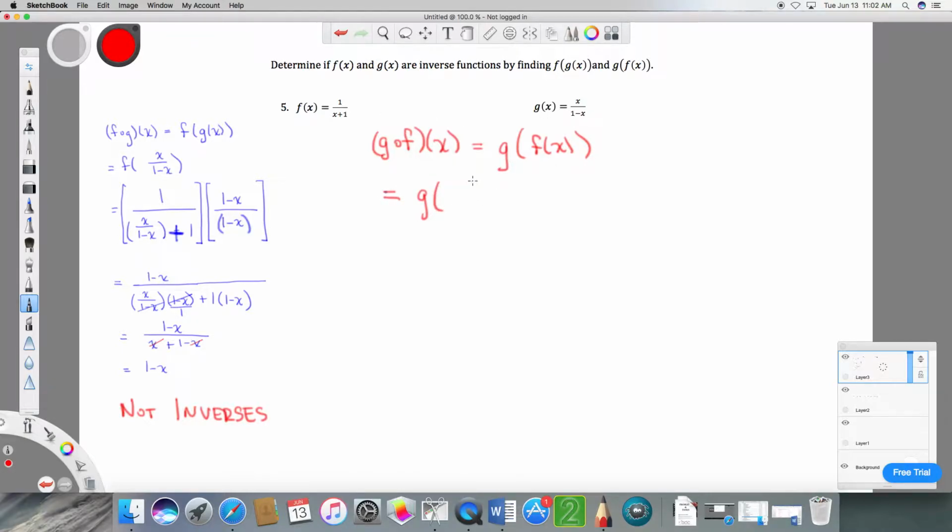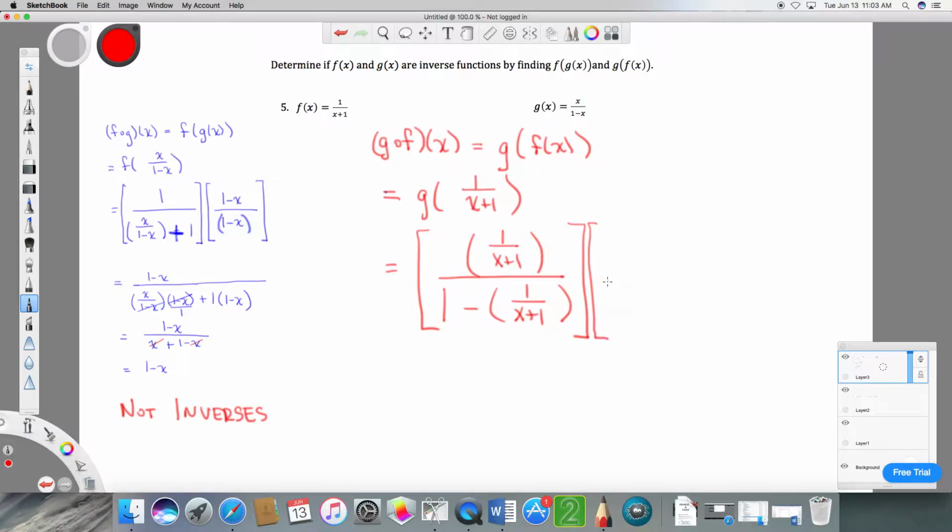So this time f is the input into this function g. Well, this function g always creates a fraction where the numerator is always the input, no matter how complicated it is, and the denominator is 1 minus that input. This time our input is 1 over x plus 1. So we need to take this complex fraction and clear these denominators. I'm going to multiply this by the number 1, but I'm going to write the number 1 as x plus 1 divided by x plus 1.